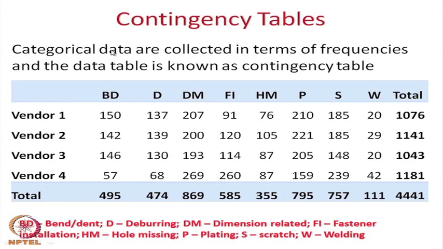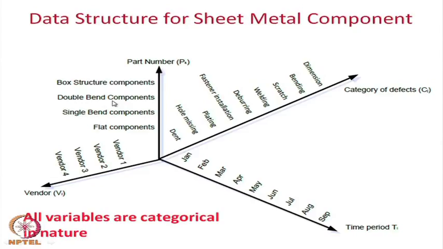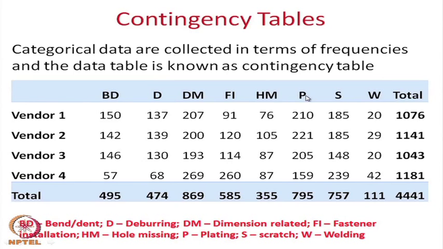Here, categorical data in terms of frequency. These are the categories of defects, these are the vendors. And what does it mean that vendor 1 supplied components having this BD? BD is bent and dent. D stands for deburring, DM dimension related, FI fastener installation, and so on. So, 150 bent and dent defects can be attributed to vendor 1.